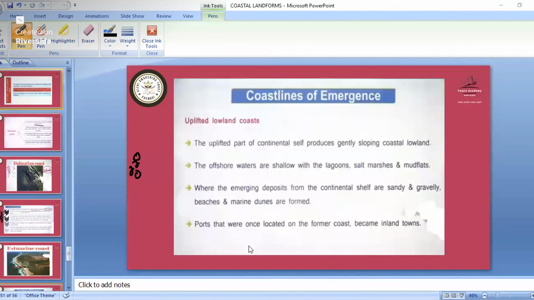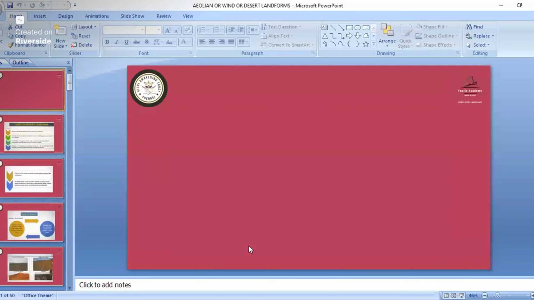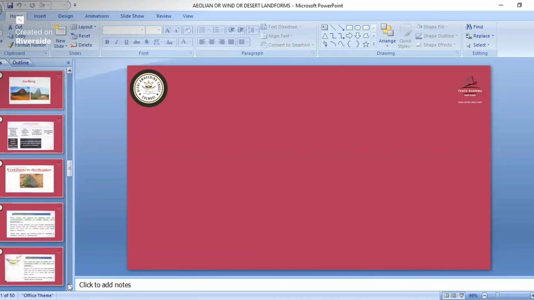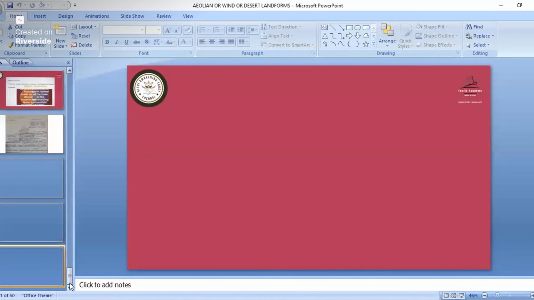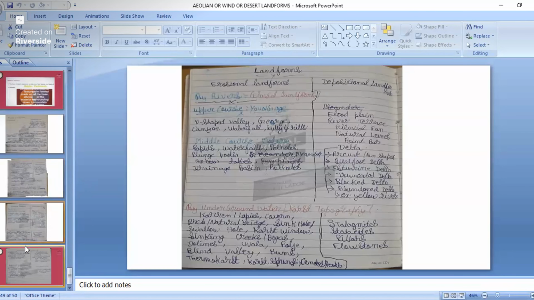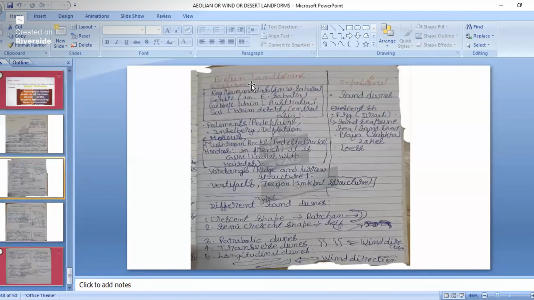And yesterday we studied about the desert landforms, and some parts were left. See, this was all about the coastal landforms. Yesterday we studied the landforms made due to the wind, where mostly the formation happens in desert types. We studied the aeolian landforms. In the aeolian landforms, we have all these different types of erosional landforms. Then we also have the depositional landforms. All those which were left yesterday, we'll see today.